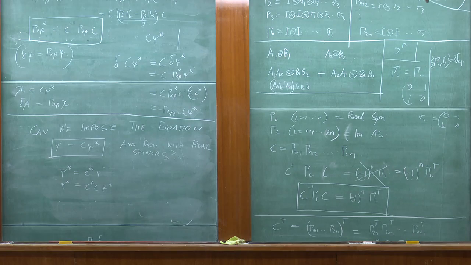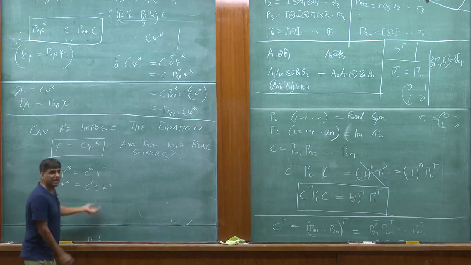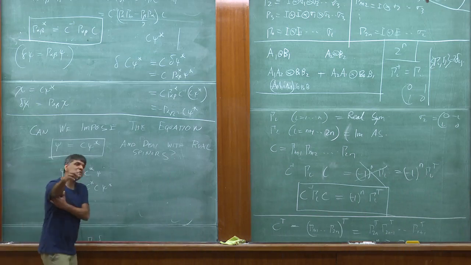Okay? This is an equation that we can impose. Or maybe if C star C has some eigenvalues on some spinors, we can impose this condition. But we will soon see that C star C is either 1 or minus 1, depending on dimension. Okay? So let's see now. We have everything in front of our eyes, so we can just compute C star C.